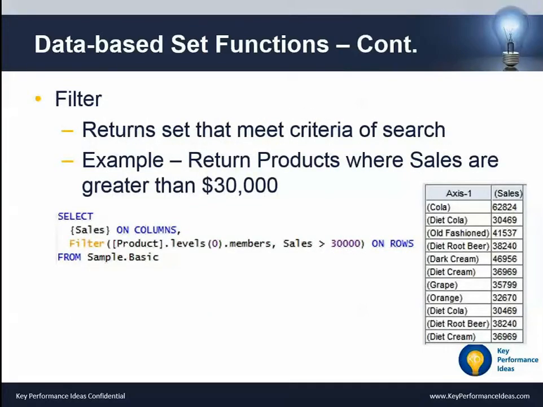For Filter. So Filter allows you to return a set that meets the criteria of your search. So for example, if we wanted to return products where sales are greater than 30,000, we could select sales on our column and then filter, again, our level 0 members of our product dimension where our sales are greater than 30,000 on our rows. And this would be the output that we would return.